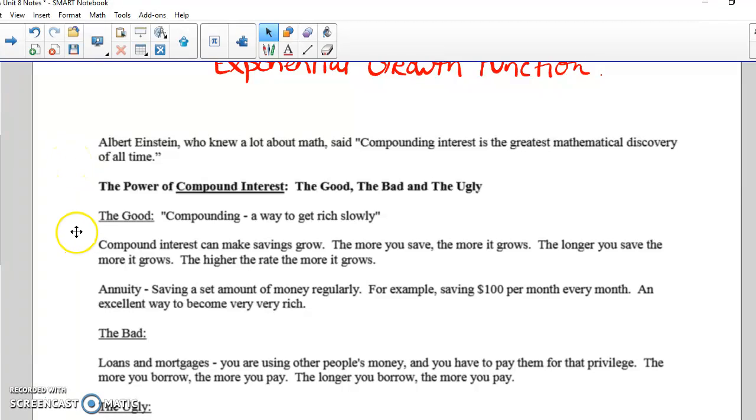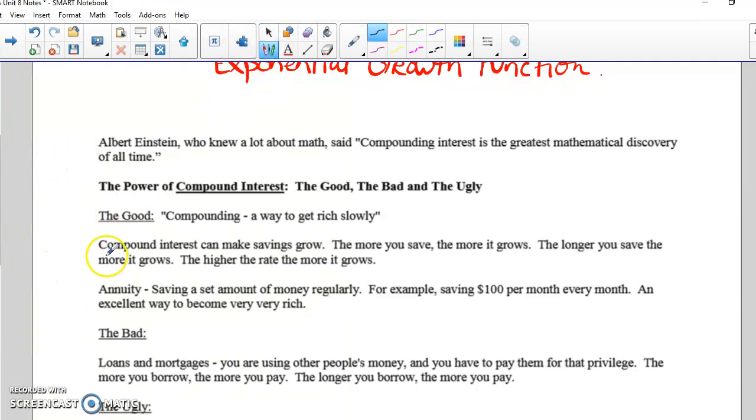So, to start with, there's some good. Compounding is a way to get rich slowly. So compound interest makes your savings grow. The more you save, the more it grows. The longer you save, the more it grows too, and the higher the rate, the more it grows. For example, I can say I want to put aside this much money, and if there's compound interest, it's going to grow that money over time. The higher my rate, the more money that I will get.